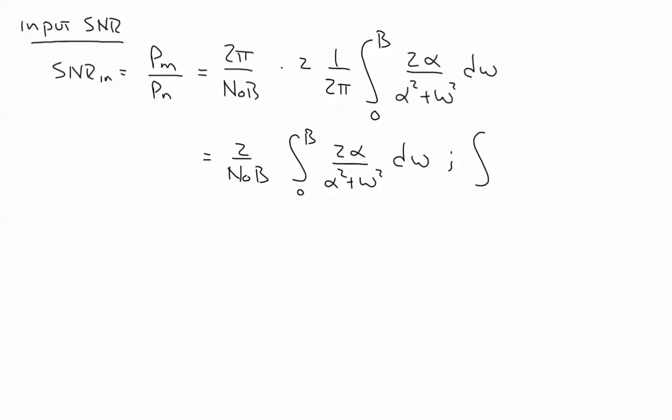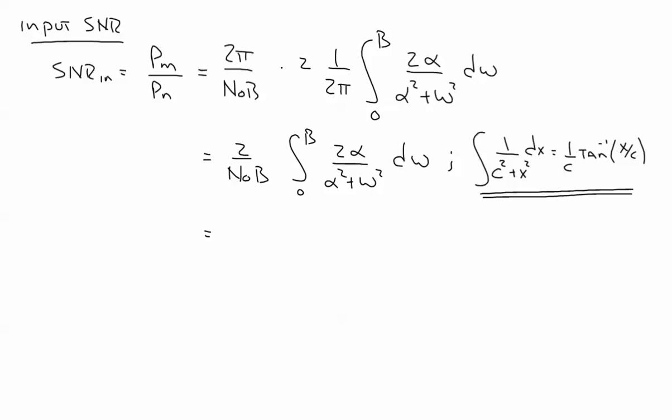It says the integral of 1 over c squared plus x squared dx equals 1 over c times the arctangent of x over c. Okay, I'm going to apply that integral relationship that I found in the back of a calculus book or something somewhere.